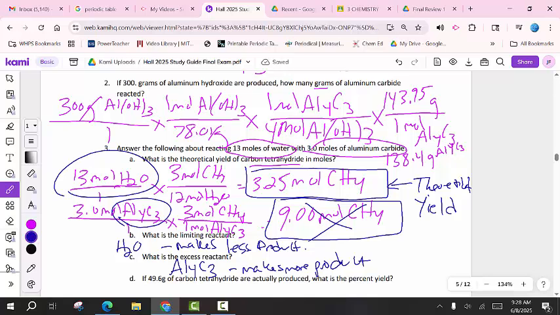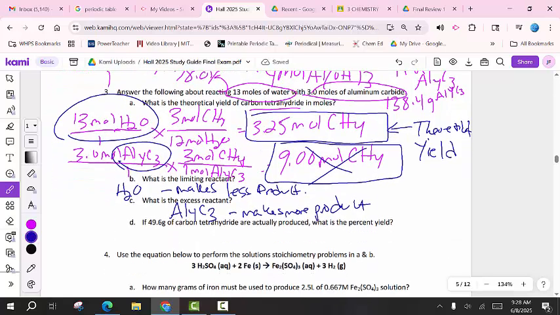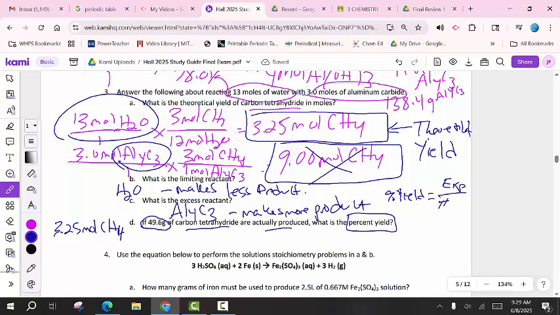Okay, and then this last question is just an extension of what we're doing here. So theoretically, if you do this reaction, you can make 3.25 moles of CH4. But then they're telling you that you actually make 49.6 grams of it, like in a lab. And so there's this measurement called percent yield. Percent yield, you want percent yield to be close to 100. That means you did a good job. So it's the experimental value that you get over the theoretical value that you should have gotten times 100.